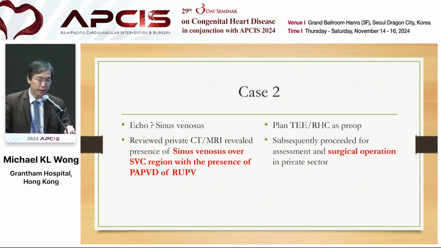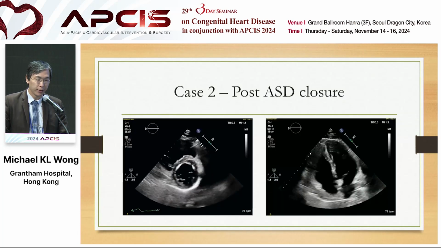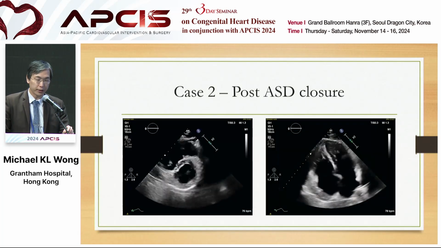found that there is a sinus venosus defect over the SVC region together with partial anomalous pulmonary venous drainage of the right upper pulmonary vein. Therefore, we initially planned to have a TEE and right heart cath in our center, but the patient subsequently had a surgical operation in the private sector. Afterwards, things much improved.